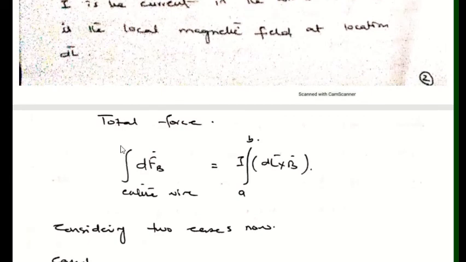Now to calculate the total force exerted on the wire, I'll integrate the equation over the entire wire, and I can write this equals I integral from a to b, where a is one end of the wire and b is the other end of the wire, of dl cross B.